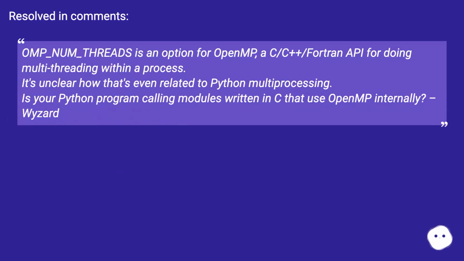Resolved in comments. OMP_NUM_THREADS is an option for OpenMP, a C++/Fortran API for doing multi-threading within a process. It's unclear how that's even related to Python multiprocessing. Is your Python program calling modules written in C that use OpenMP internally?